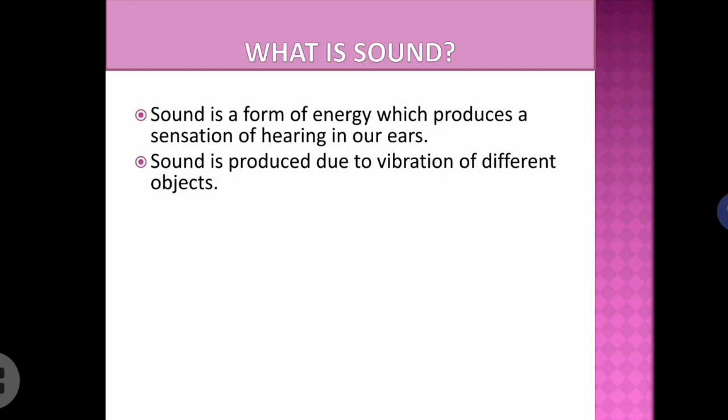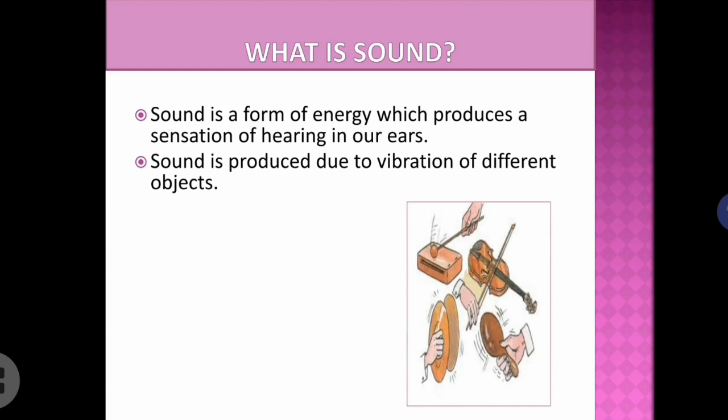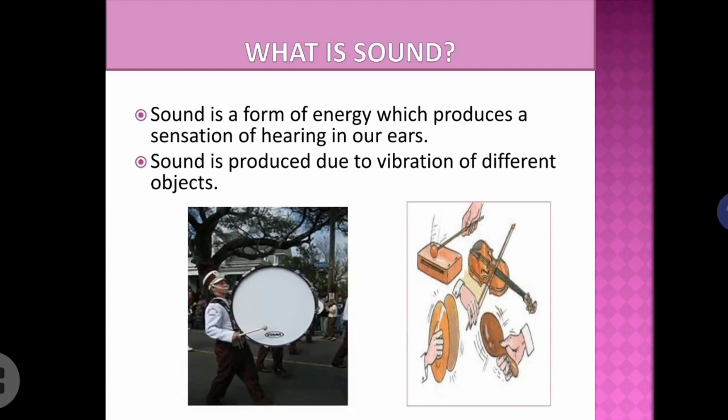We know there are different kinds of musical instruments, like drum, guitar, tabla, flute, etc. In all such musical instruments, you might have observed there is something vibrating. There will be a material, a medium which is vibrating, which is producing sound. You should try to identify the medium or material which is vibrating, or which is the reason for the sound produced by the instrument.